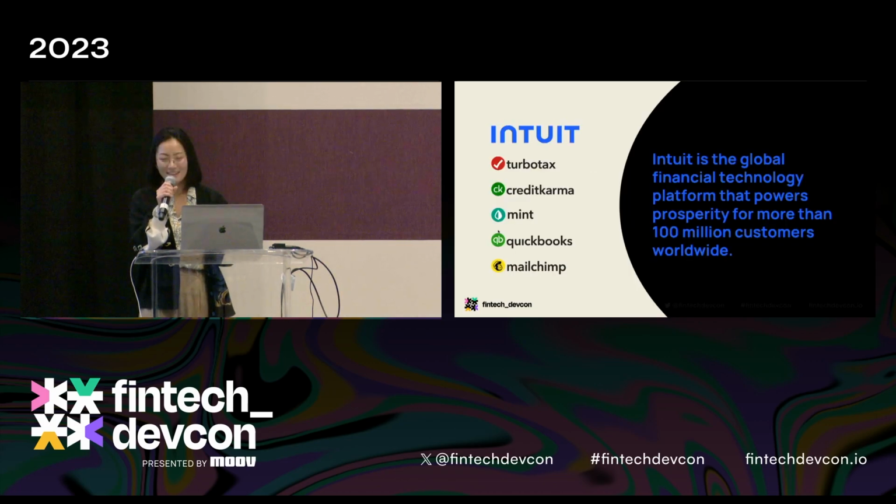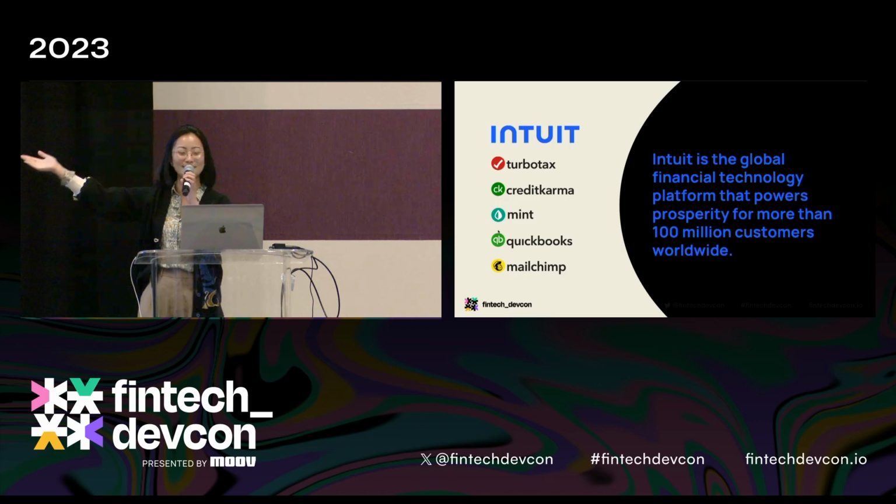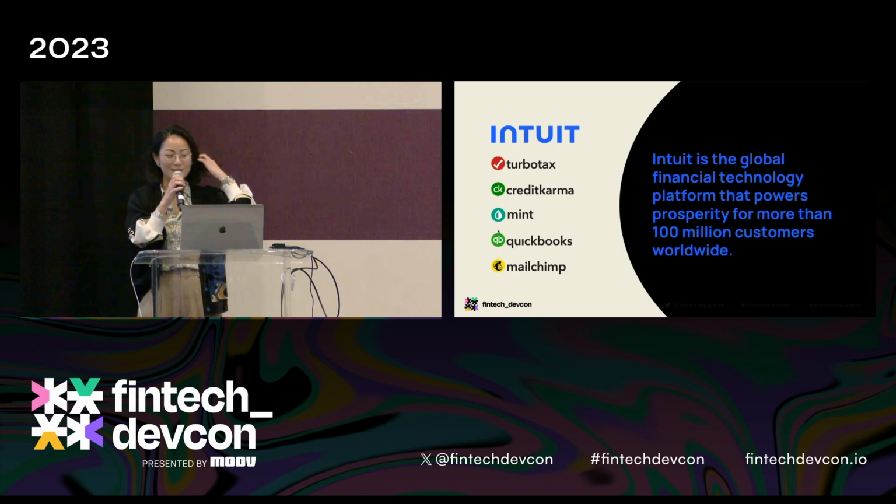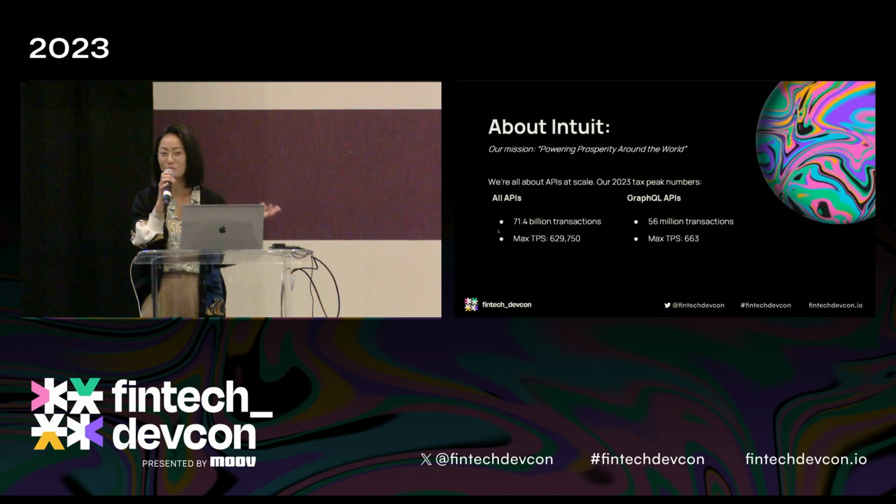So that being said, first up, if you have not heard of Intuit before, we are a global financial technology platform. All that really means is we own these products and we build these products. You may have heard of especially TurboTax and QuickBooks and MailChimp before. A lot of these are acquisitions as well, but we do build them. And so we do support 100 million customers worldwide, and that's the scale. We're all about that scale.